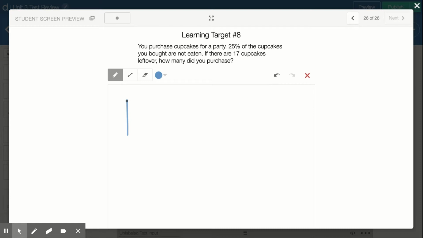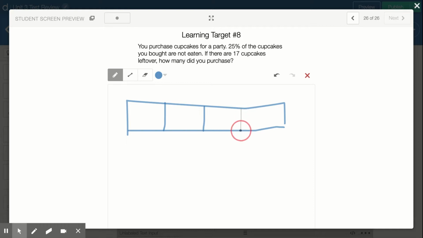Sometimes it can be the easiest to solve these problems by drawing a diagram. This is a very messy diagram, but hopefully you'll get the idea. I know that 25% of the cupcakes that I bought are not eaten. So I'm going to go ahead and split up 100% of the cupcakes that I bought into 4 boxes. That way, one box is going to represent 25%. And I know that 25% of the cupcakes I purchased is 17 cupcakes, which means I'm going to have 4 groups of 17 that compose the total amount of cupcakes that I bought.